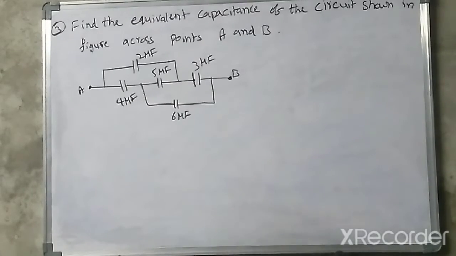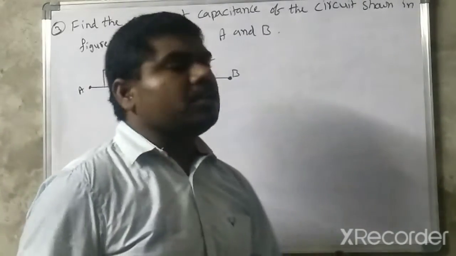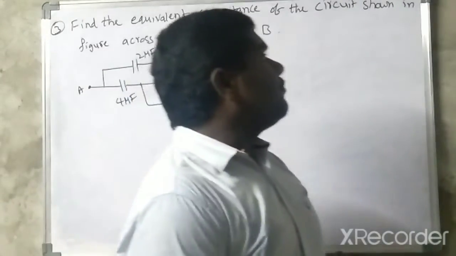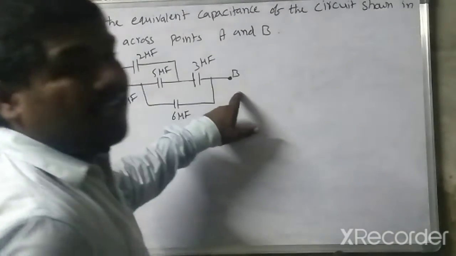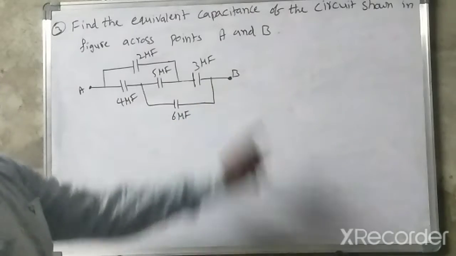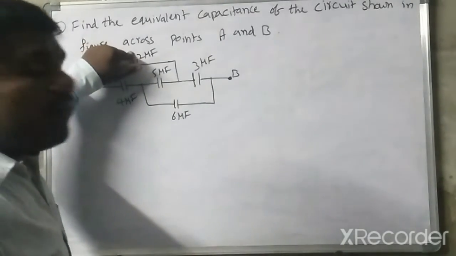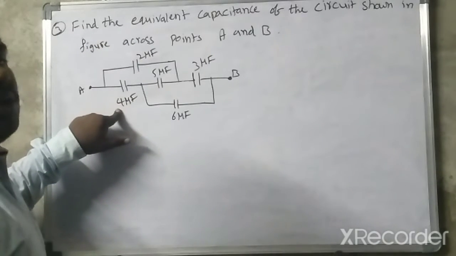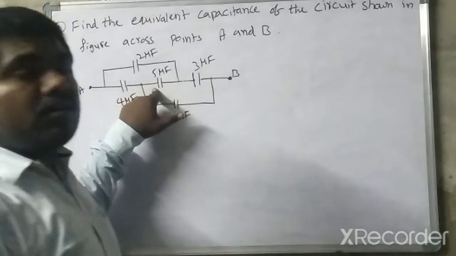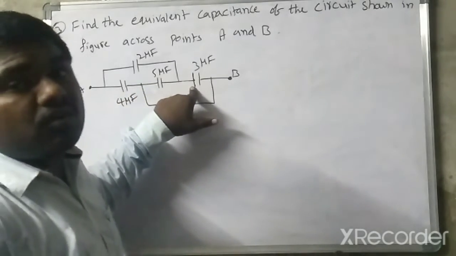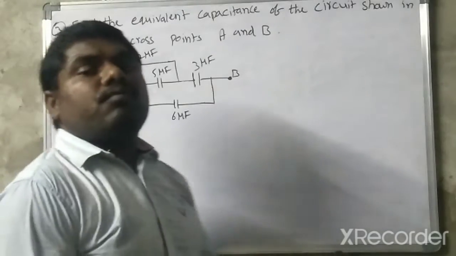Another important model. Find the equivalent capacitance of the circuit shown in the figure across points A and B. Here this capacitor value is 2 microfarad, this capacitor value 4 microfarad, this capacitor value 5 microfarad, this capacitor value 3 microfarad, this capacitor value 6 microfarad.